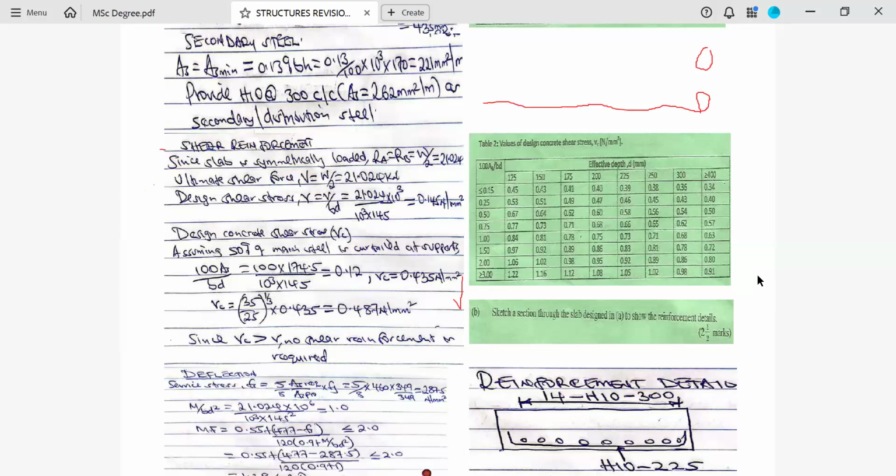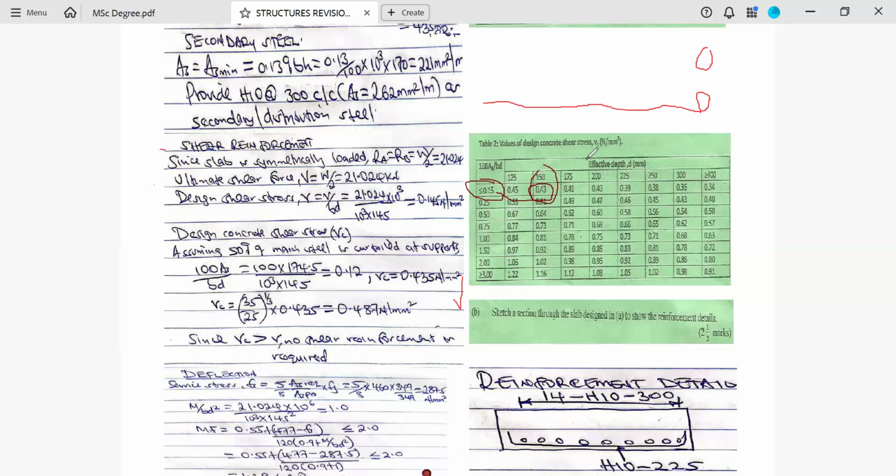Now, move this way. I will come here, my good people. We use this row here. We move and 150 is here. Why? Because our value is 0.12, which means less or equal to 0.15. And then now that effective depth here is 145, we can use this column for 150. We arrive at 0.43 Newton per millimeter square.